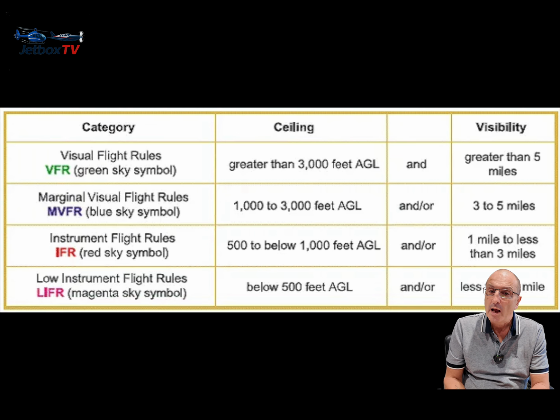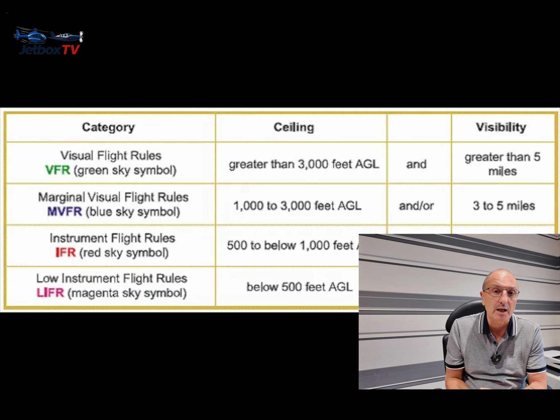Marginal VFR, still legal to fly under visual flight rules. Weather conditions could be a little bit degraded. A cloud ceiling of between 1,000 and 3,000 foot above ground level, with a visibility of between 3 to 5 statute miles. We then move on to the red conditions, which are IFR.